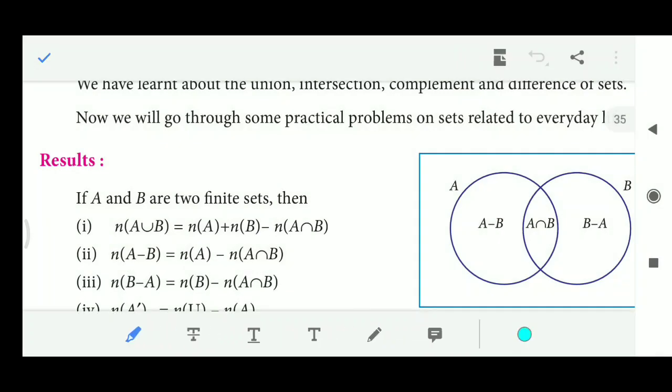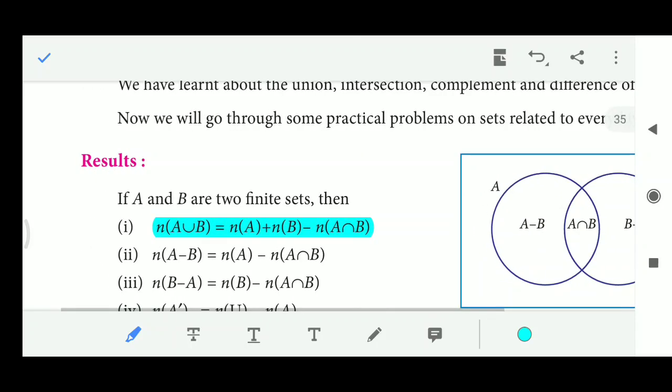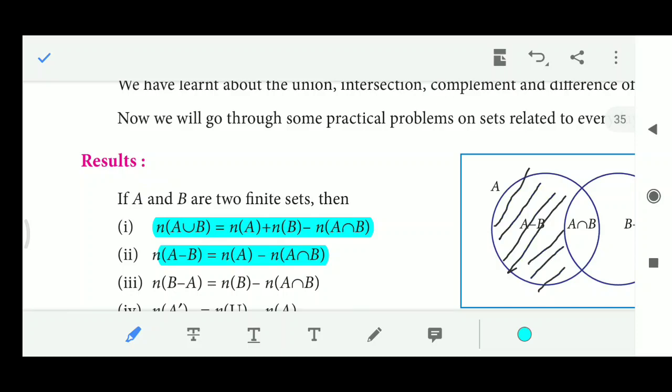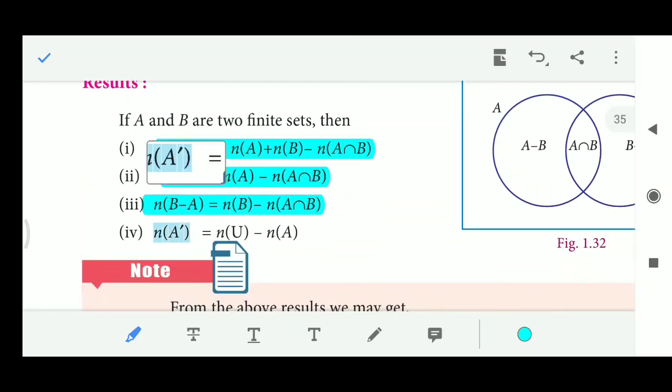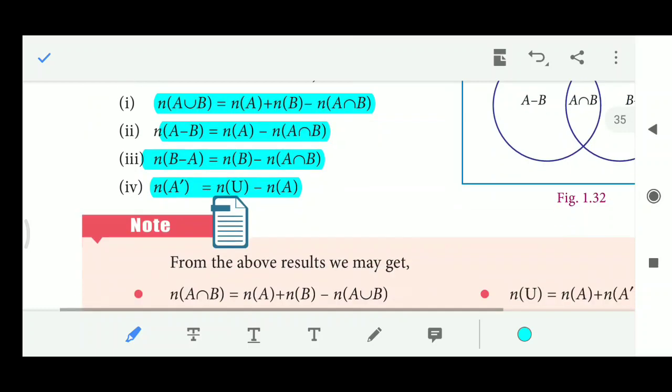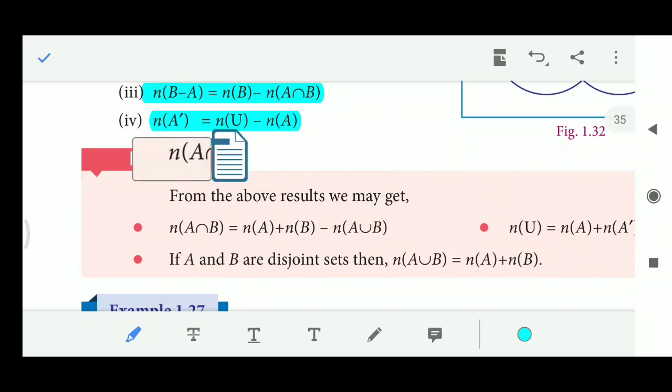The first one is n(A ∪ B) = n(A) + n(B) − n(A ∩ B). The second one is n(A − B) = n(A) − n(A ∩ B). You will see this in the Venn diagram also. Then the third one is n(B − A) = n(B) − n(A ∩ B). And the fourth one, n(A') = n(U) − n(A).